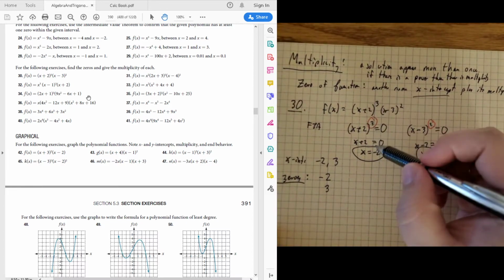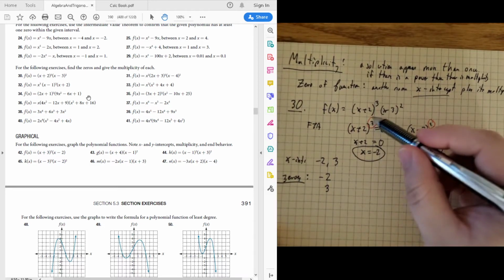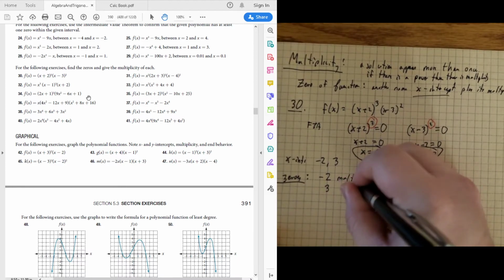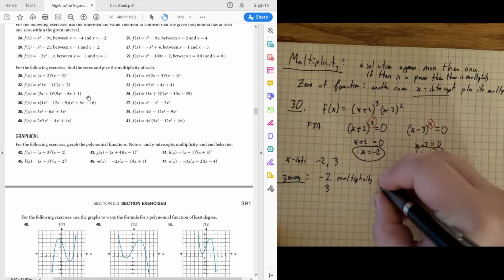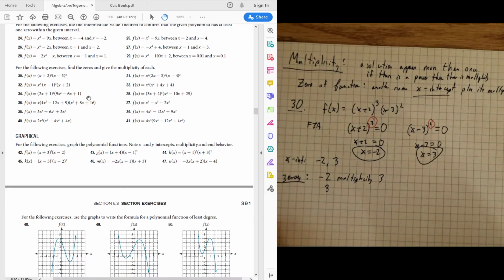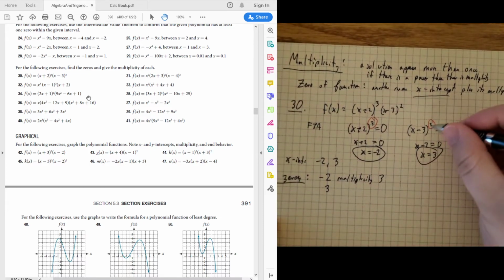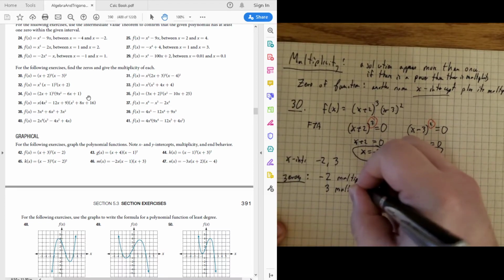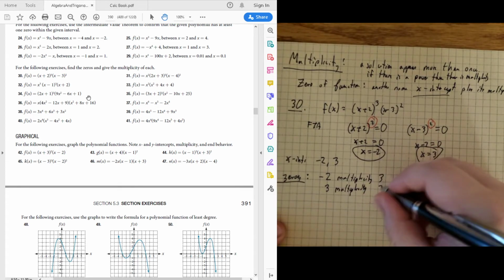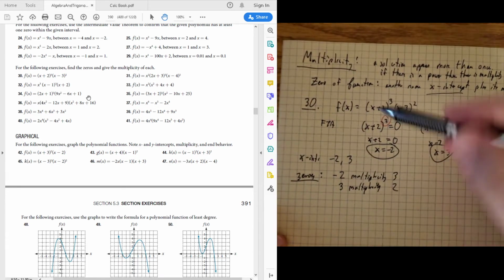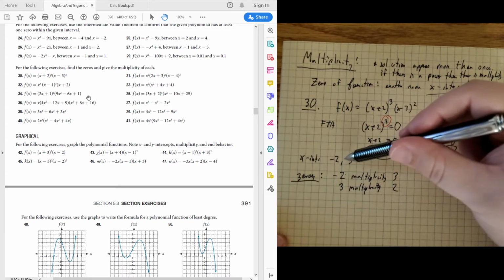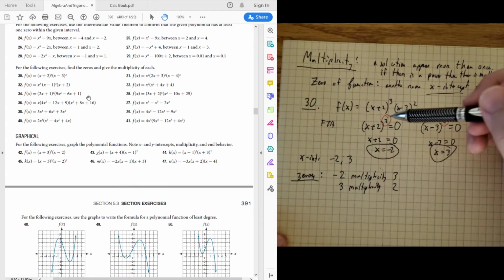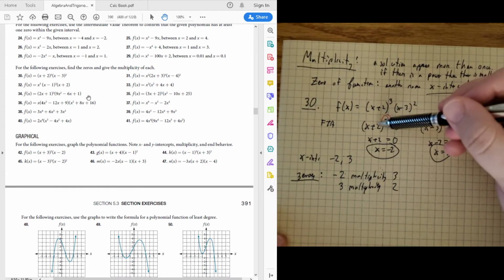So since this first one, this negative 2, comes from a branch that has a power of 3, we would say negative 2, multiplicity 3. We would say the 3, since it comes from a branch with a power of 2, we'd say 3, multiplicity 2. So notice that this answer, negative 2, is found also in the x-intercept, but what is lacking is its multiplicity. It's negative 2, but it happens 3 times.